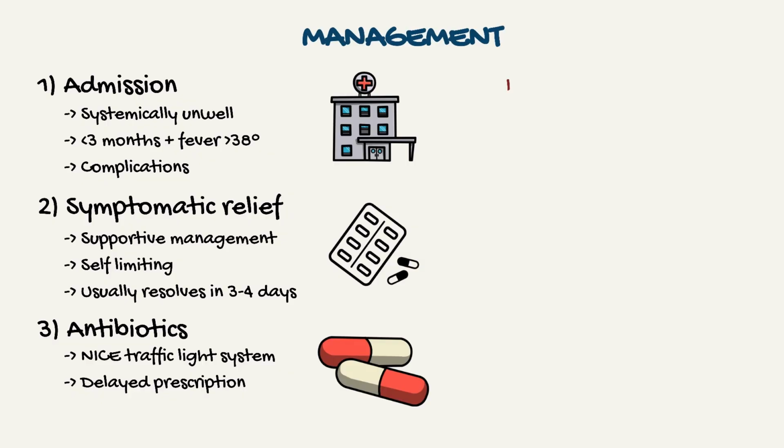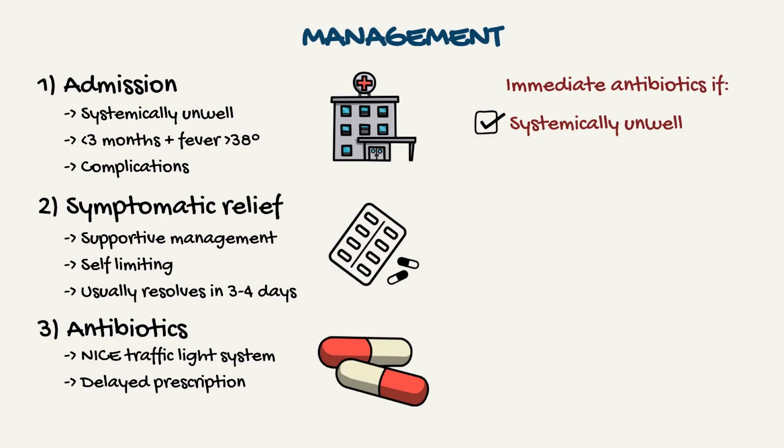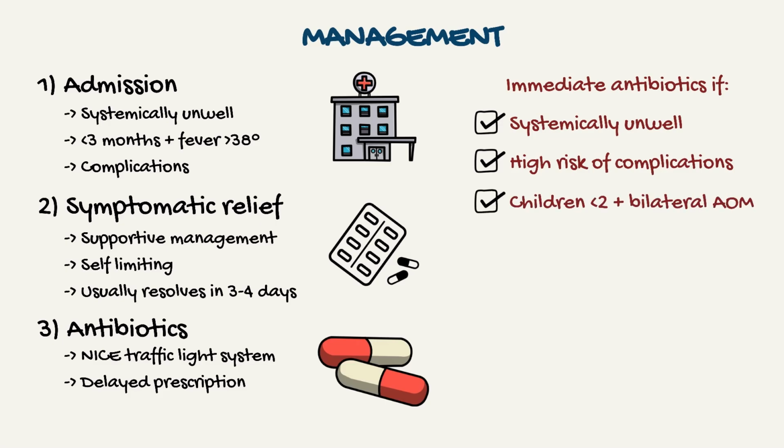So who does get immediate antibiotics? NICE is quite clear on this. Offer them only to children who are systemically unwell, but don't meet the admission criteria. Children at a high risk of complications, for example, if they are immunocompromised, have cystic fibrosis, or known craniofacial abnormality. Any children under 2 years old with bilateral acute otitis media. And finally, anyone at any age with otorrhea, which is a perforated eardrum.